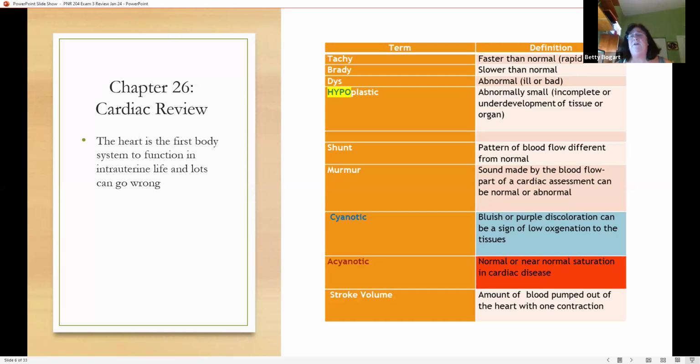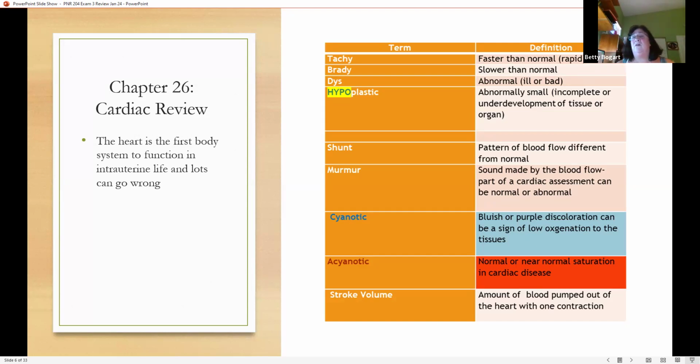Now, cardiac has a bunch of different types of definitions too. So these are things that you're going to have to go through and just memorize. That's all there is to it. Is there any diagnosis here that you need better explanation of?